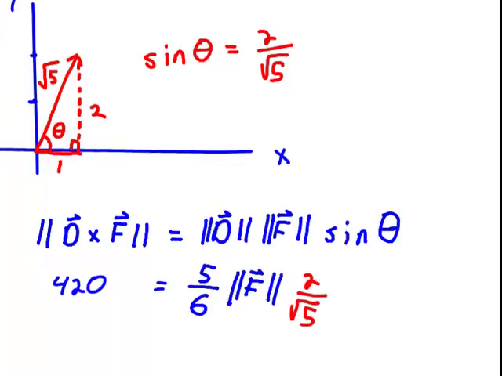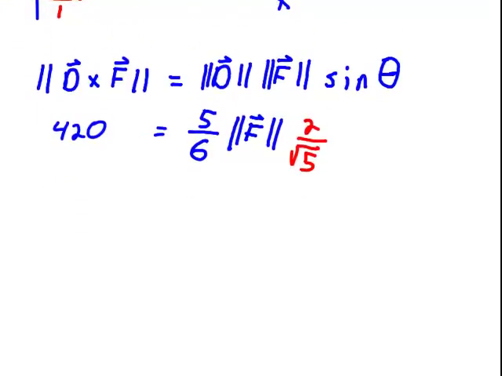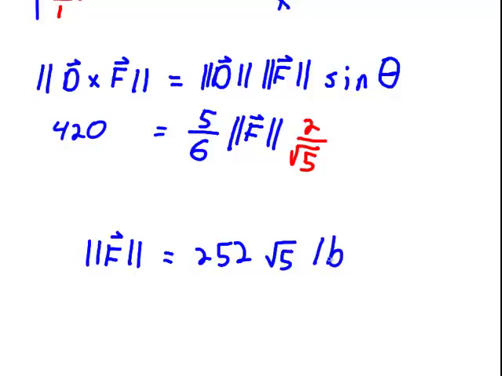Okay. So if you solve this equation for the magnitude of F, I'll let you do that. I'm going to give you the result. You end up with, I think it's 252 root 5 pounds. And remember, it must be in pounds because we're just finding the magnitude of the force, which is in pounds. You know that because the torque was given in foot-pounds. So that's it.